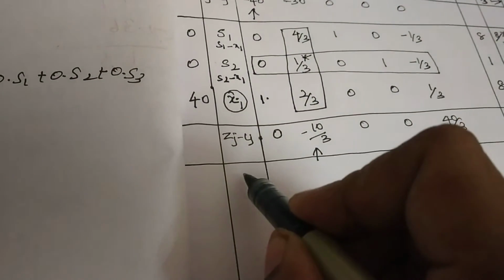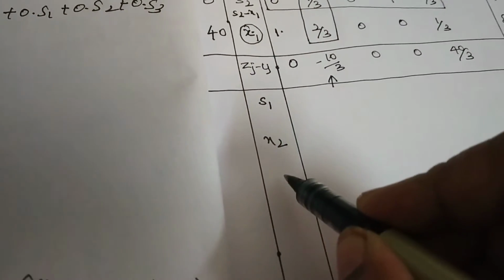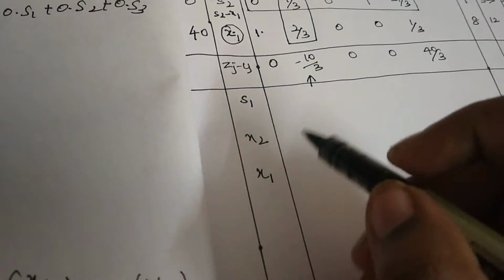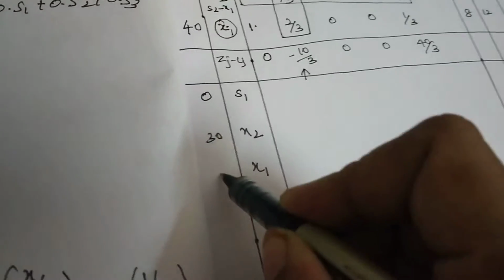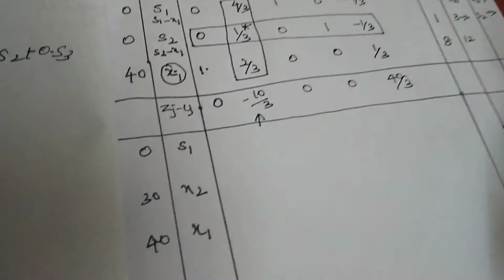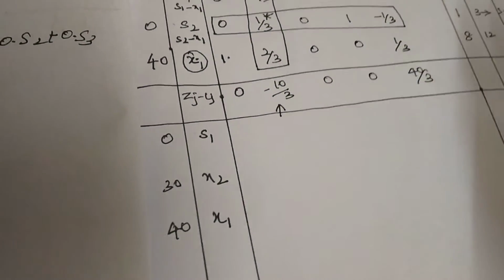So before that you have to write S1. Instead of S2 we have to write X2, and then instead of X1, just write it as it is. So value 0, X2 value 30, X1 value 40. So don't change the values. If you are changing the values, you will obtain the wrong answer only. So be careful on it.